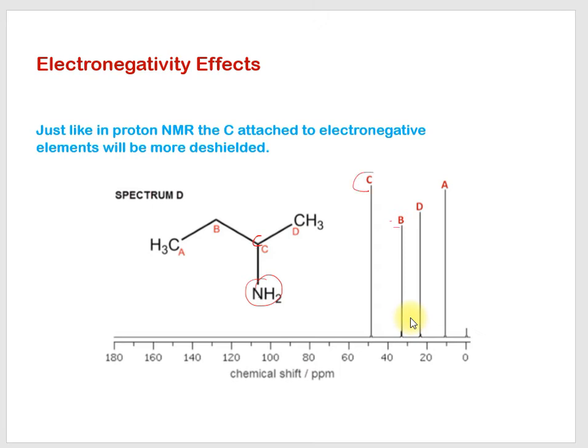Then you have B. Then you have the proton C. Why? Compare A and D here. D is near to this carbon which has the electronegative atom. A is far from this carbon C which has the electronegative atom. So you can predict, as I've said, same as in the case of proton NMR, the chemical shift will also be related to the structure, depending upon the type of substituents.